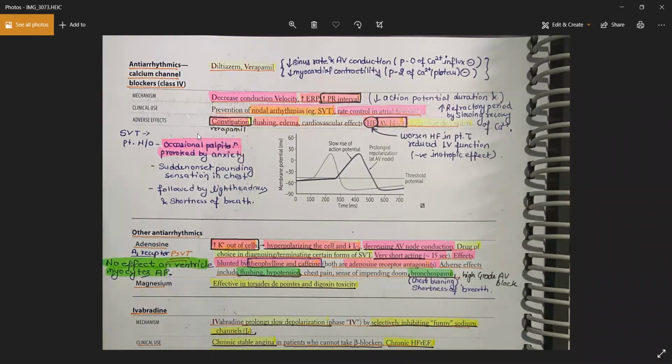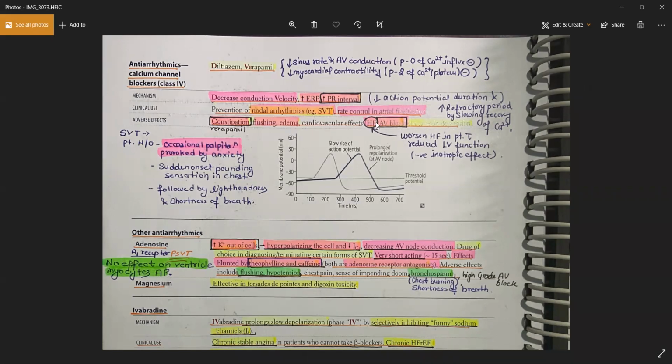But they have a special effect, which is constipation. And I have discussed why, because they also sometimes inhibit the smooth muscles in the GI tract, and there they can cause the constipation. Flushing and edema are not a major effect of the non-dihydropyridine calcium channel blockers. They are a major effect of the dihydropyridine ones only. So flushing and edema, you can just forget this part. Not a major side effect of these drugs.